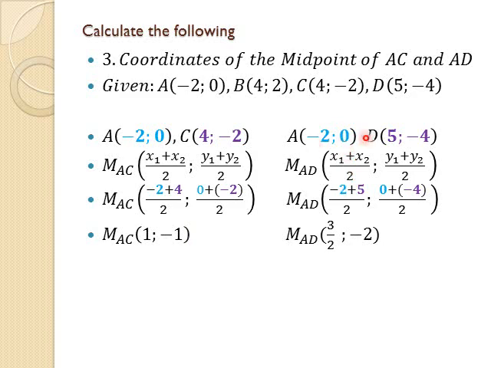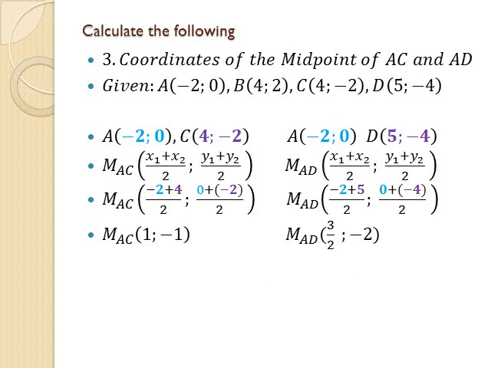Same thing, they want A and D. So for x, minus 2 plus 5, and for y, 0 minus 4, both divided by 2. 5 minus 2 gives me 3, so I have 3 over 2. Negative 4 divided by 2 gives me negative 2. So the coordinates in the middle of line AC are (1, -1), and the coordinates in the middle of line AD read (3/2, -2). Hope you follow and understand what I've done so far.